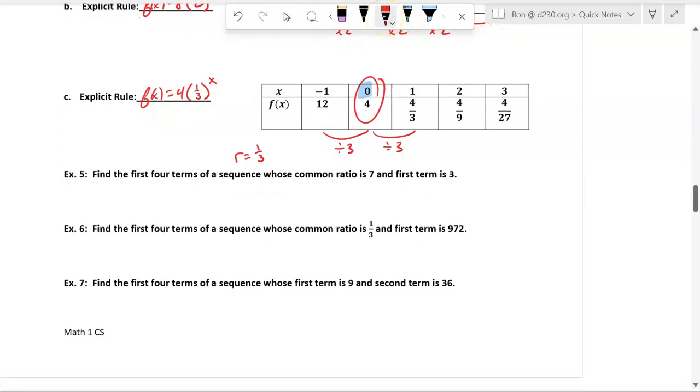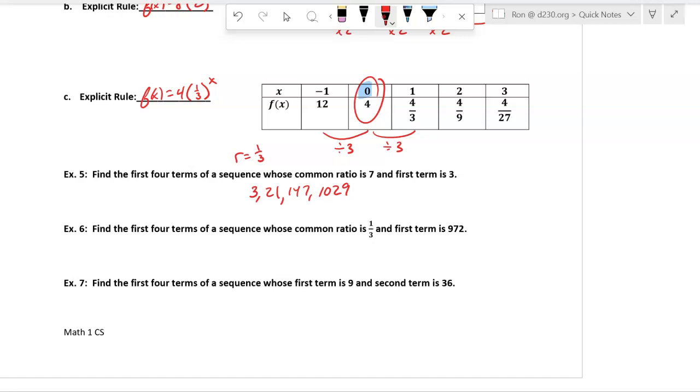So the next one. Find the first 4 terms of a sequence whose common ratio is 7 and first term is 3. So if I start with 3, now to get the next term, 3 times 7 is 21. 21 times 7 is 147. And the fourth term would be 147 times 7, which is 1029.